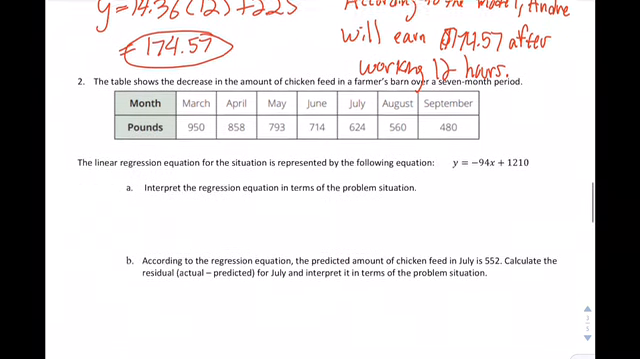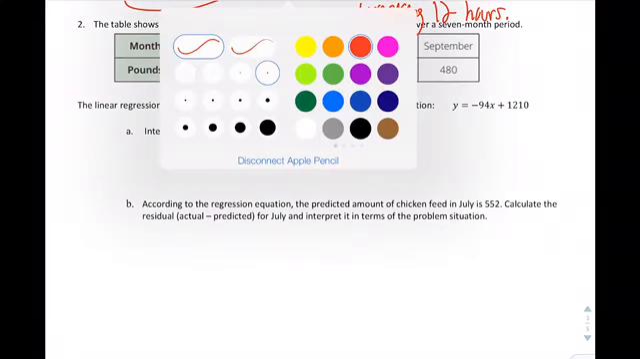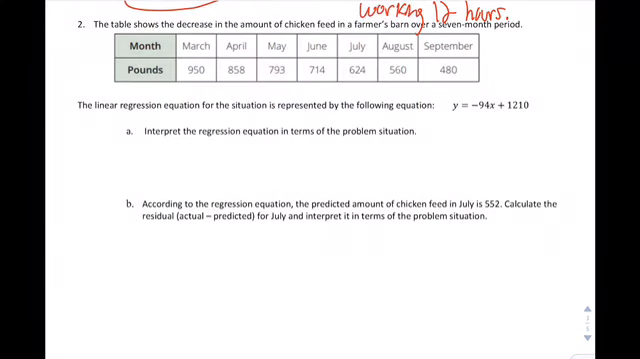All right, so let's look at number 2 now. Number 2 is a little more difficult, but still deals with some linear regression stuff. The table shows the decrease in the amount of chicken feed in a farmer's barn over a 7-month period. Chicken feed is what chickens are fed. Obviously as the months go by, there's less and less because the chickens are eating it. So in March we start with 950, and so on.